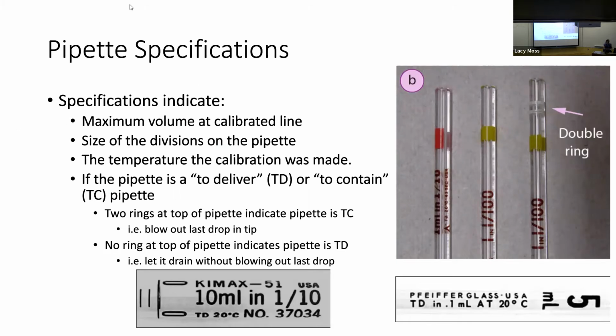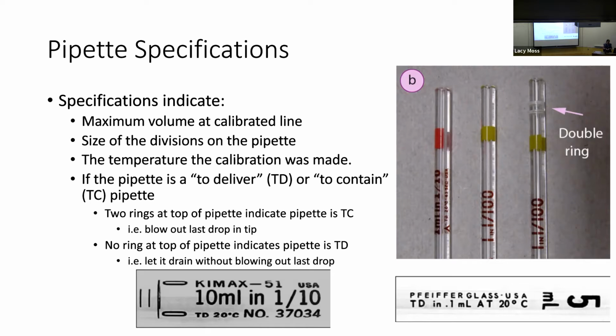So in terms of specifications, the maximum volume is at the calibrated line. So for a 5 ml pipette, you might be able to get more liquid in it. A serological pipette usually has a few milliliter lines above it, but 5 ml is where it's calibrated to, so that's where it's considered most accurate. It also will have the size divisions of the pipette. So this 1 in 10 means that it's at a tenth of an ml. And then the temperature the calibration was made at, so 20 degrees Celsius. And then it will also tell you if it's to deliver or to contain.